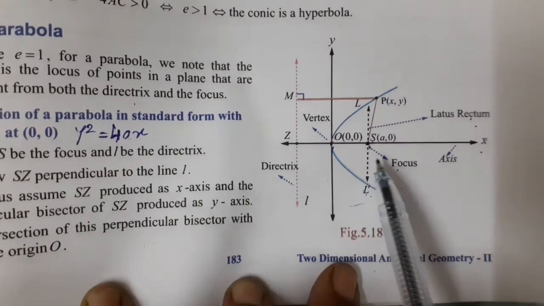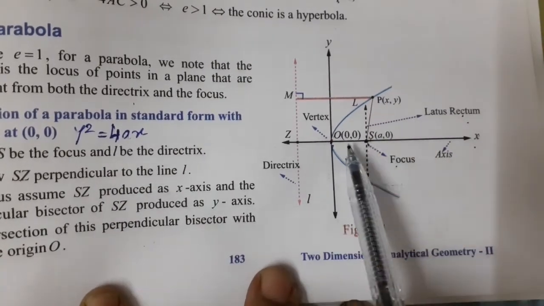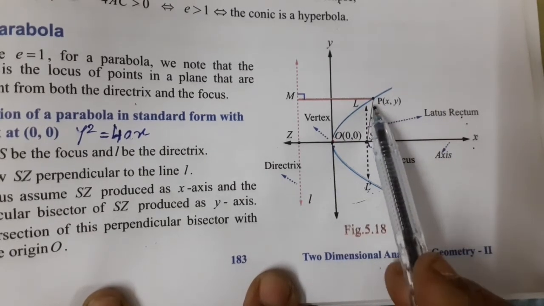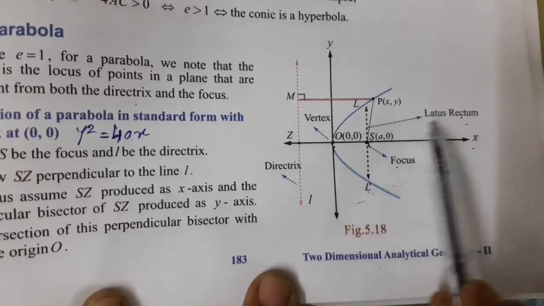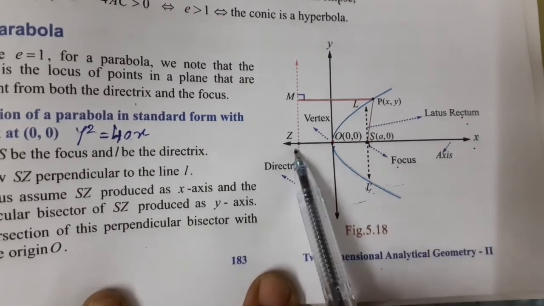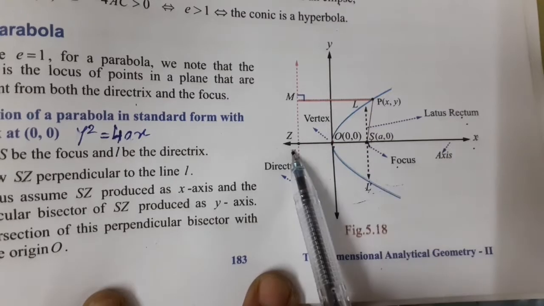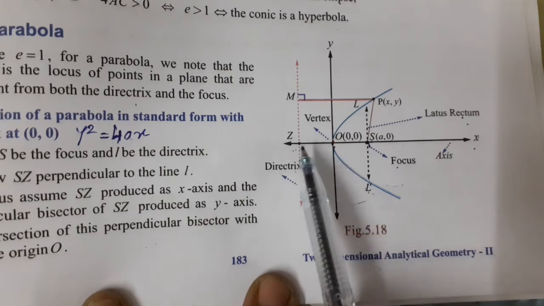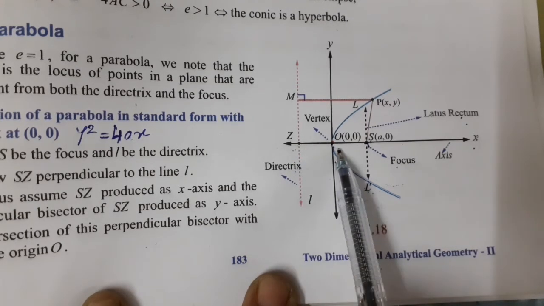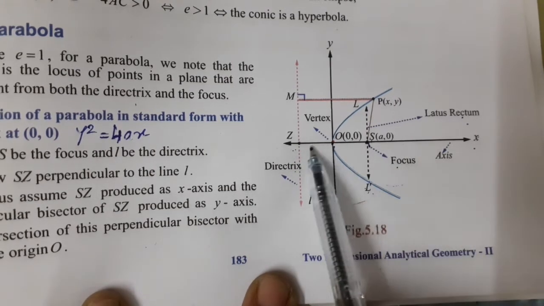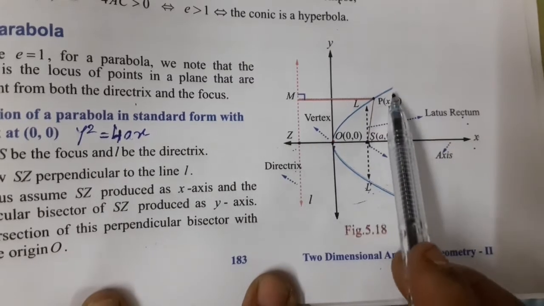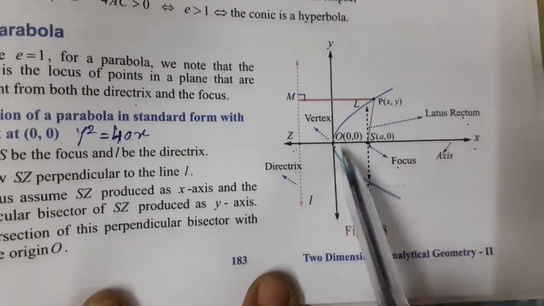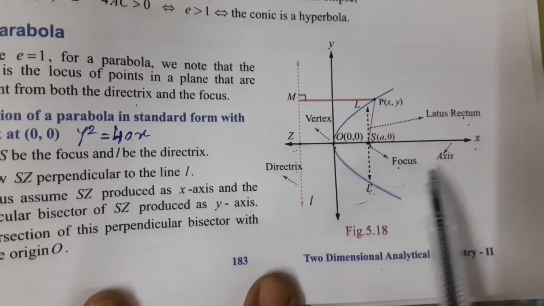See this one. S is the focus and this is the moving point. The line passing through the focus is the latus rectum, and the opposite of the focus is the directrix. The distance from the origin to the focus and to the directrix is equal. This is the x-axis. The parabola is symmetric about the x-axis because it lies along the x-axis.